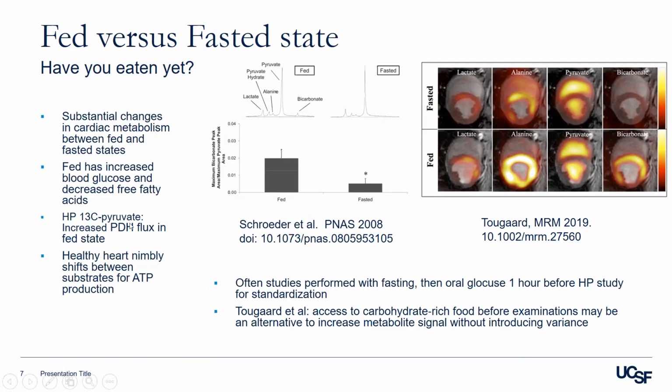And the difference is that when you're in the fed state, you typically have much higher blood glucose levels, versus in your fasted state, you haven't eaten in a while. There's much more free fatty acids in your blood. So you can see this in all of these results here. In the fed state, since you are having increased PDH flux, you'll see increased bicarbonate from C1 pyruvate. And that's what the spectra is showing, increased bicarbonate in the fed state, as well as this nice image in a pig model here of the heart.